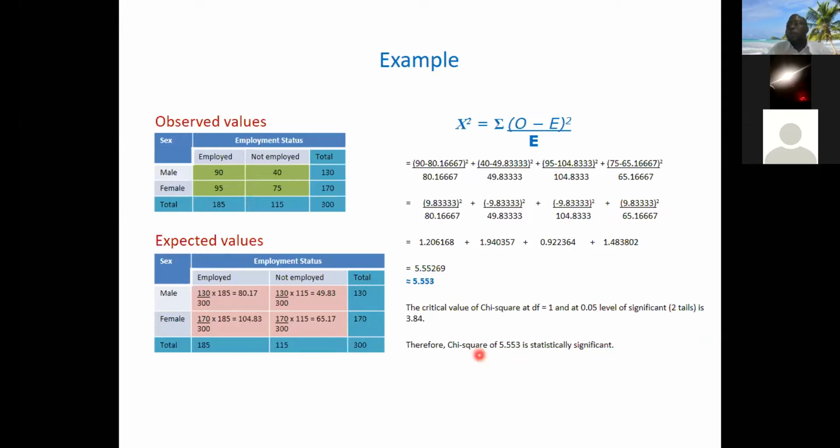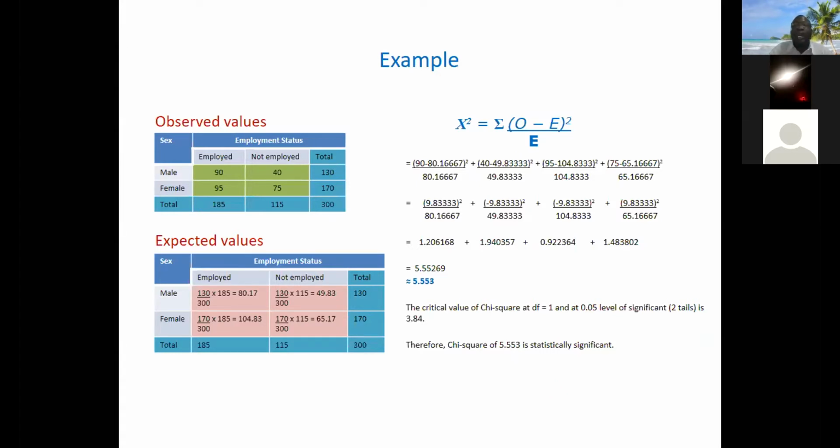But you cannot calculate the p-value by hand, because before computers came, you had to go to that table, the table I showed you before. Look, what is the degree of freedom? 1. At what level? 0.05, 95% confidence. What is the critical value? 3.84. Oh, our chi-square is more than 3.84, so it should be significant. That shows our p-value will be less than 0.05.